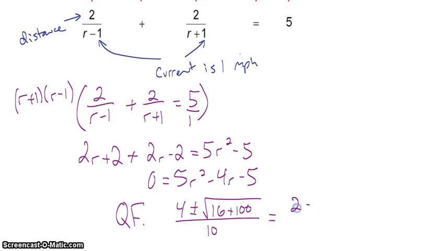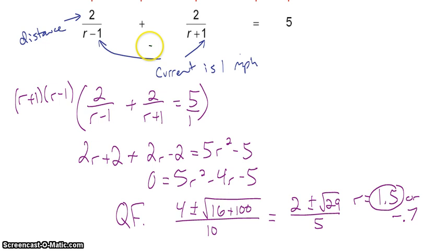So I end up with 2 plus or minus square root of 29 over 5 if I simplify. I'm going to plug that into my calculator, and when I do, I get r equals 1.5 or negative 0.7. Since it doesn't make sense to have a negative rate, we know that 1.5 has to be the answer. And since 1.5 wouldn't be an excluded value, we're okay.